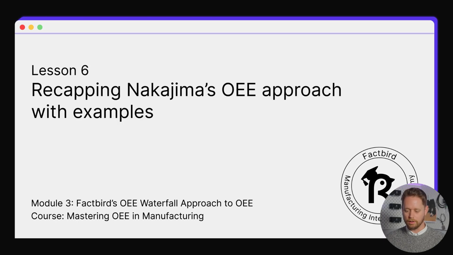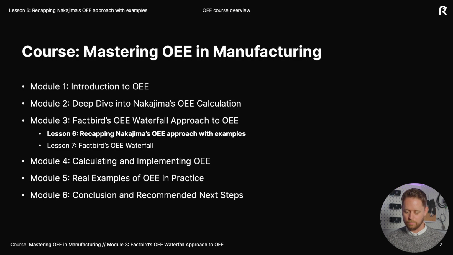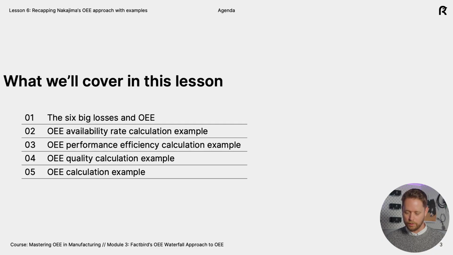In this lesson, we'll calculate OEE according to the original Nakajima approach using real numbers. This will lead us nicely to the next lesson, where we will look at the waterfall approach for calculating OEE. After this module, you should have a thorough understanding of what OEE is and a clear idea of what the OEE metric represents. So let's get into it.